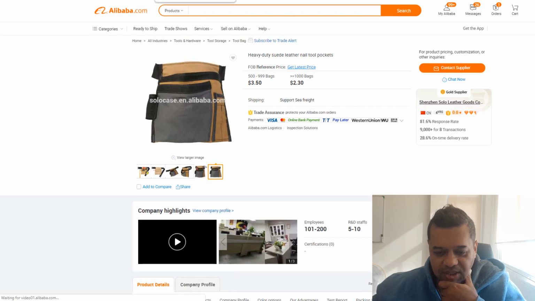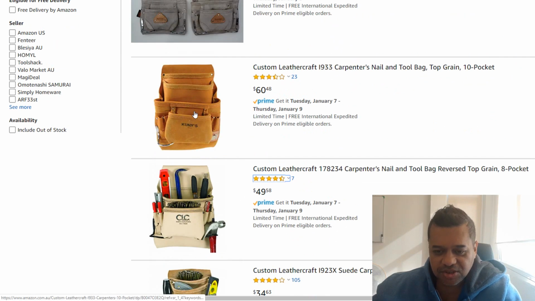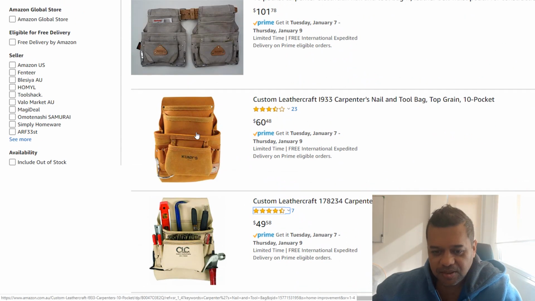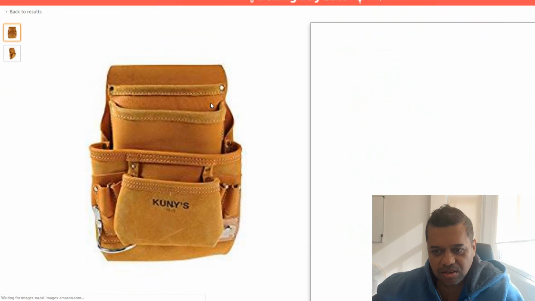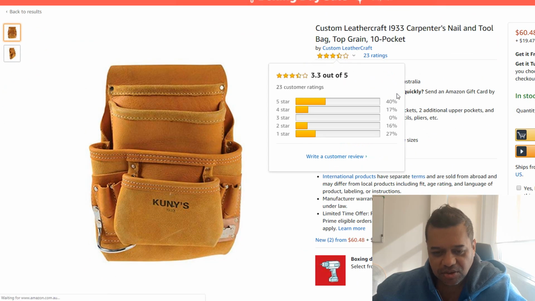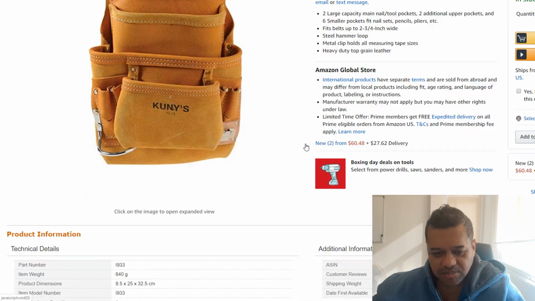I think this one's a good one because it's got a lot of compartments. See the finish on this one is custom. See how it's really, really nicely finished. And this just makes it look, see how it's got the $60 price tag. I reckon you could find this for $10. It just takes a little bit more digging.